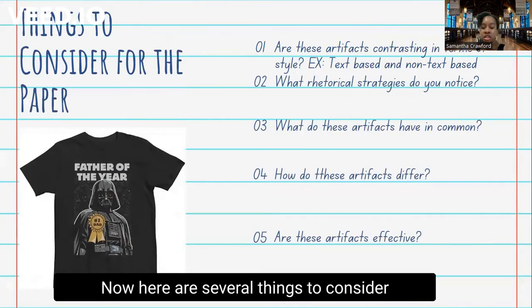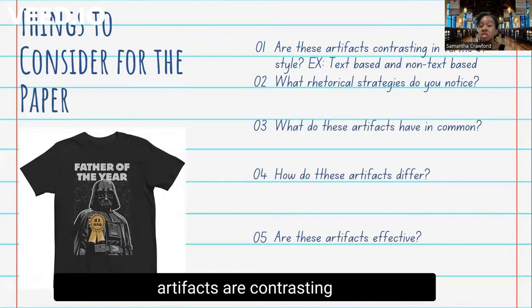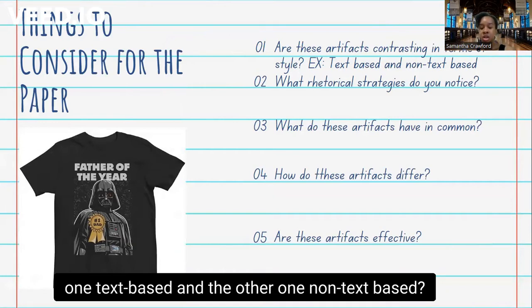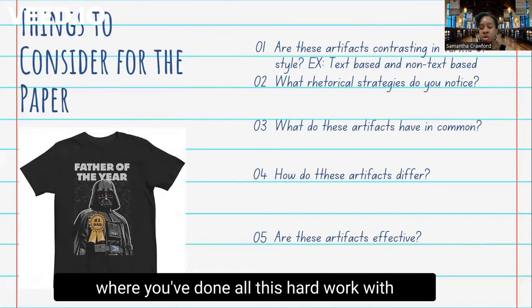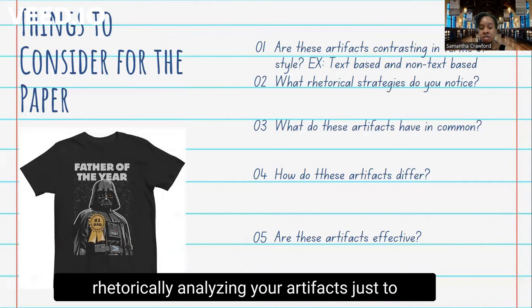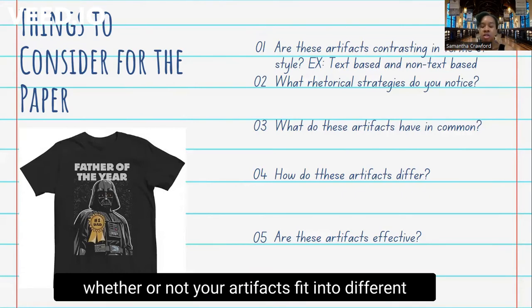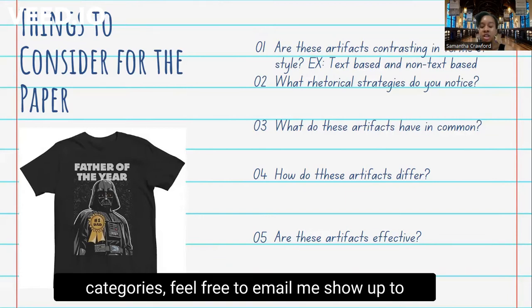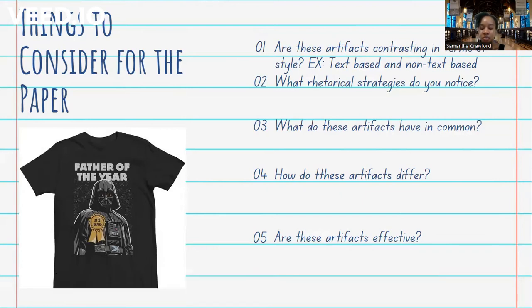Now, here are several things to consider while you are composing your paper. The first thing that you're going to want to make sure of is whether or not these artifacts are contrasting in terms of style. And by that, I mean is one text-based and the other one non-text-based. You don't want to run into a scenario where you've done all this hard work in rhetorically analyzing your artifacts just to realize that they fit into the exact same category. If you are unsure at any point as to whether or not your artifacts fit into different categories, feel free to email me, show up to my office hours, or stick around after class.